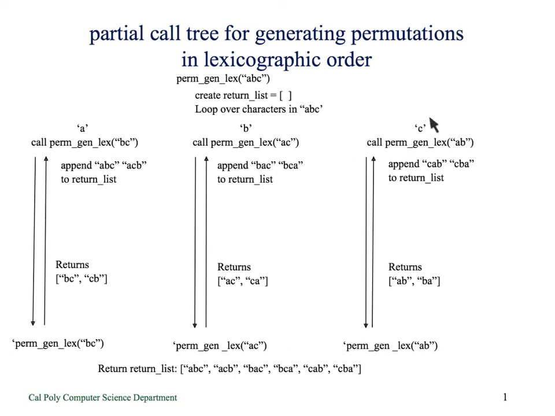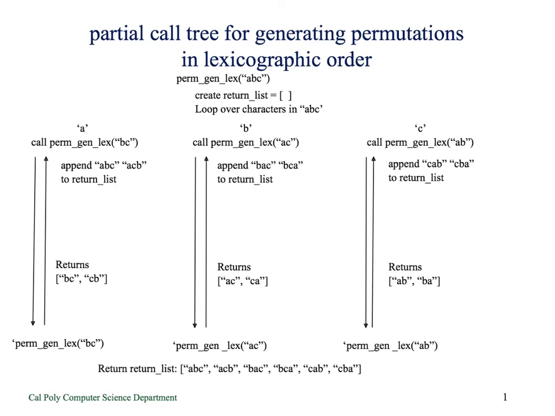Now finally you're at the last character C. You call Perm Gen Lex on the remaining characters of the original string without C, so that's AB. It goes down, that's Perm Gen Lex on AB. It returns AB and BA, prepends C to those, so you get CAB, CBA, and put those into return list. Okay, so you prepend the C onto the permutations you get back from the call on the smaller string.